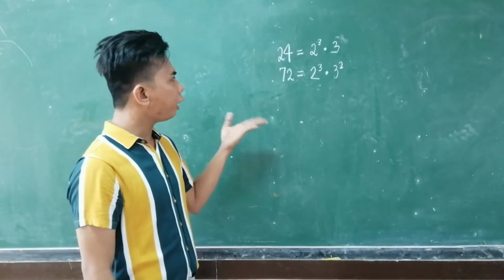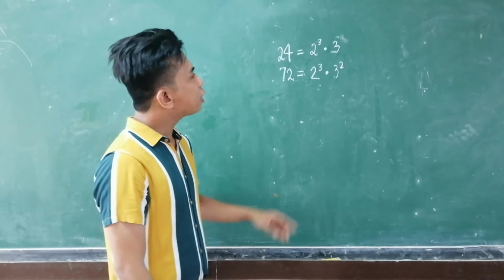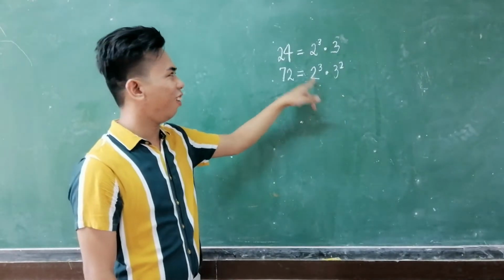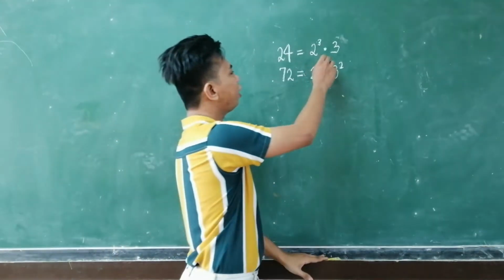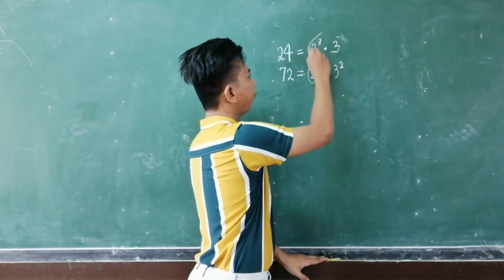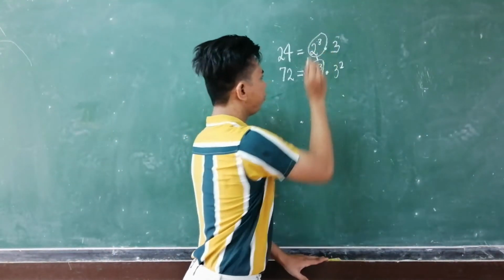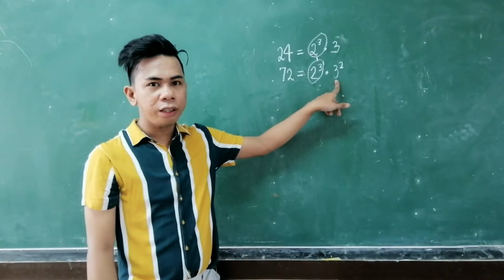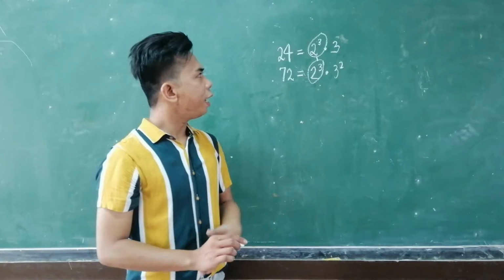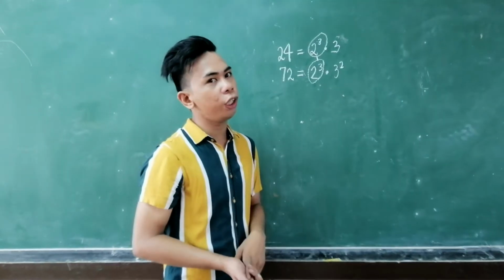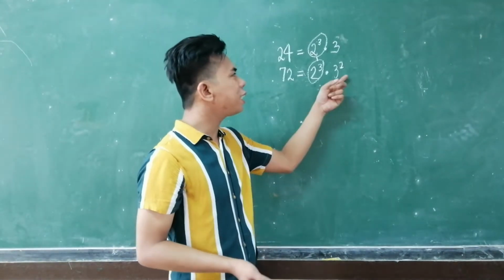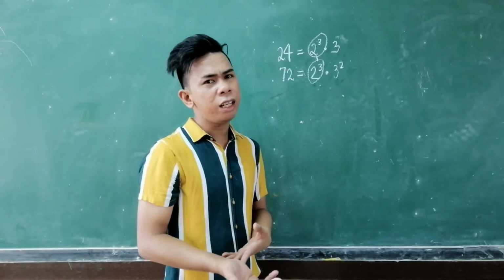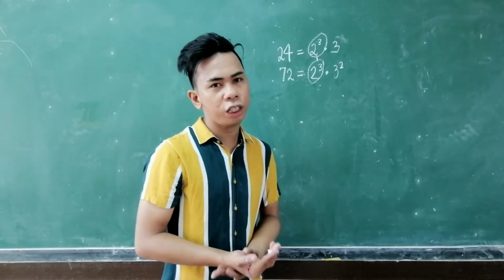I have 24 and 72. Since 2 cubed and 2 cubed occur in both numbers, encircle those and pair them. Okay? Can we encircle 3 and 3 squared? No. Why? Because they don't have the same power. And if we rewrite 3 squared as one number, we all know that we will have 9. So 3 and 9 are different numbers.